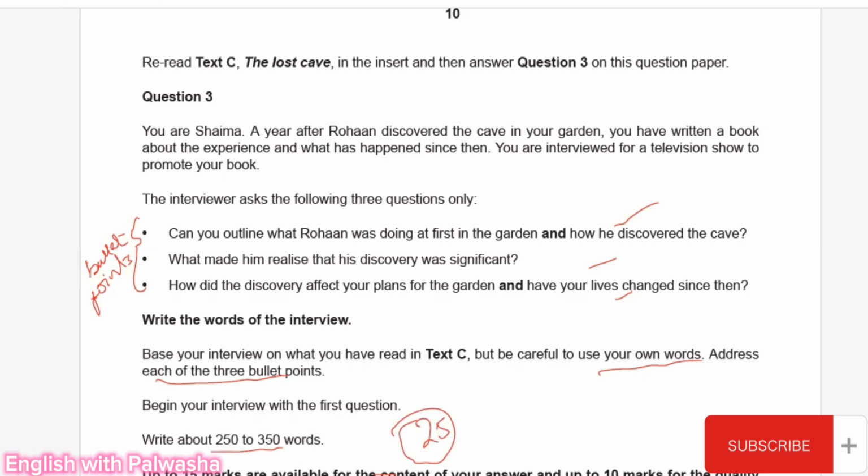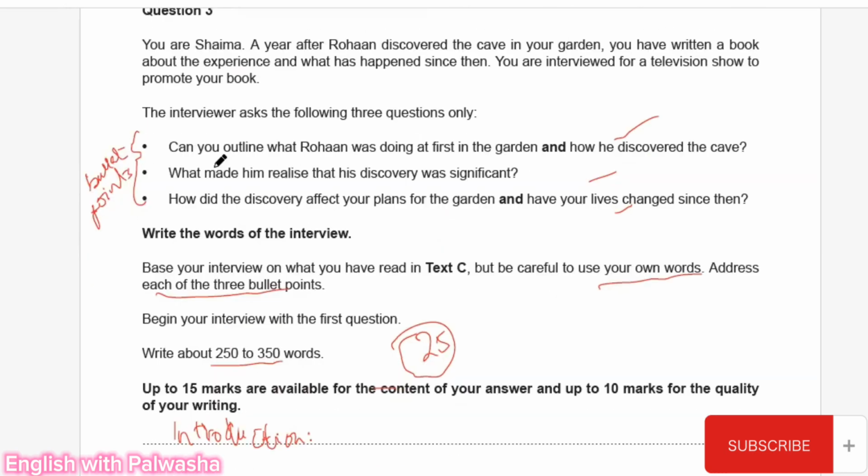Okay. How are you going to answer your questions? First bullet point: can you outline what Rohan was doing at first in the garden, how he discovered the cave? So here in the first bullet point, we are having 2 questions altogether. So after answering these 2 questions, we will be moving towards the next bullet point. All right.